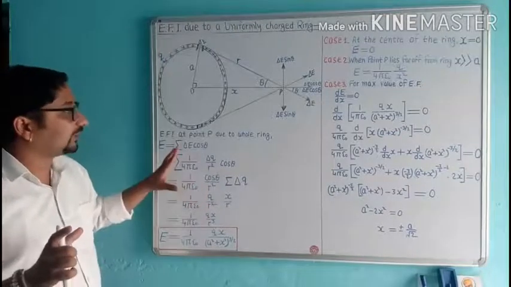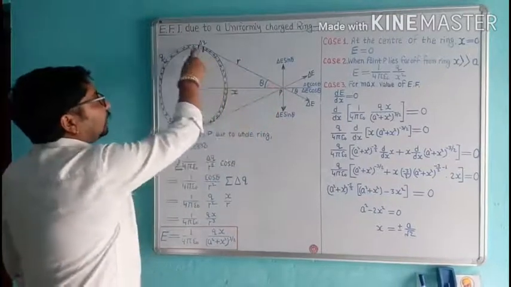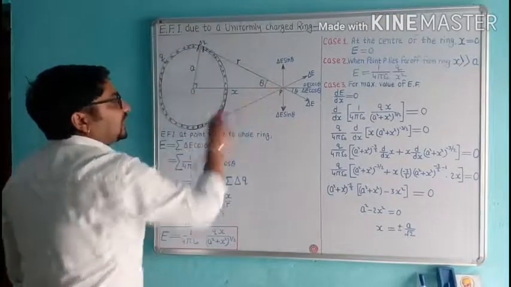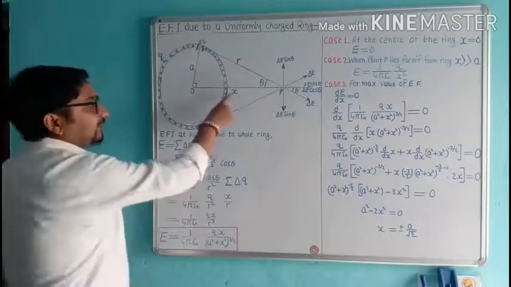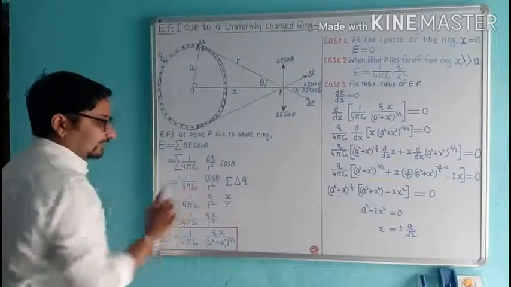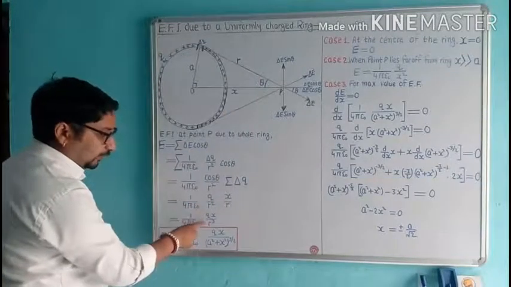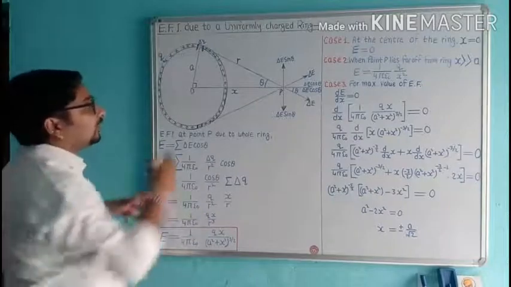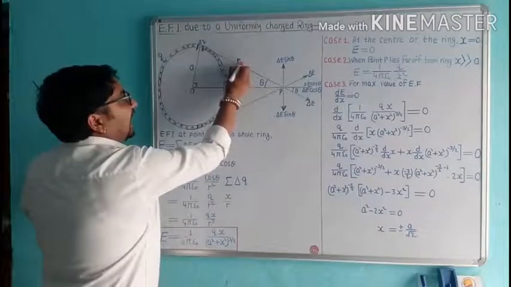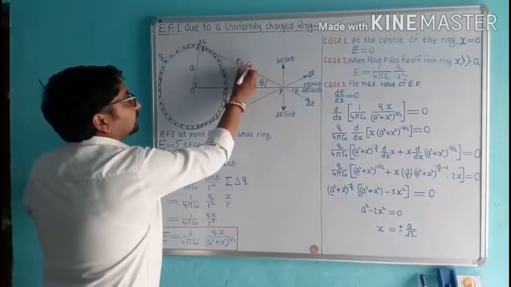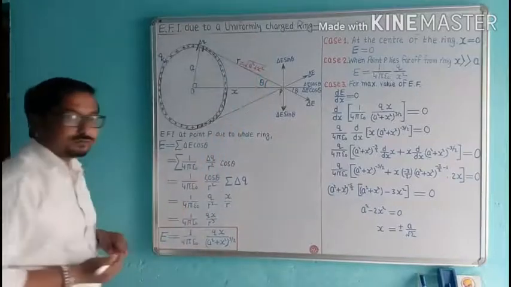Now cos theta. In this triangle, cos theta is equal to base upon hypotenuse, that is x upon r. So we have 1 upon 4 pi epsilon naught Qx upon r cube. Now in this triangle, we can write r as root a square plus x square.